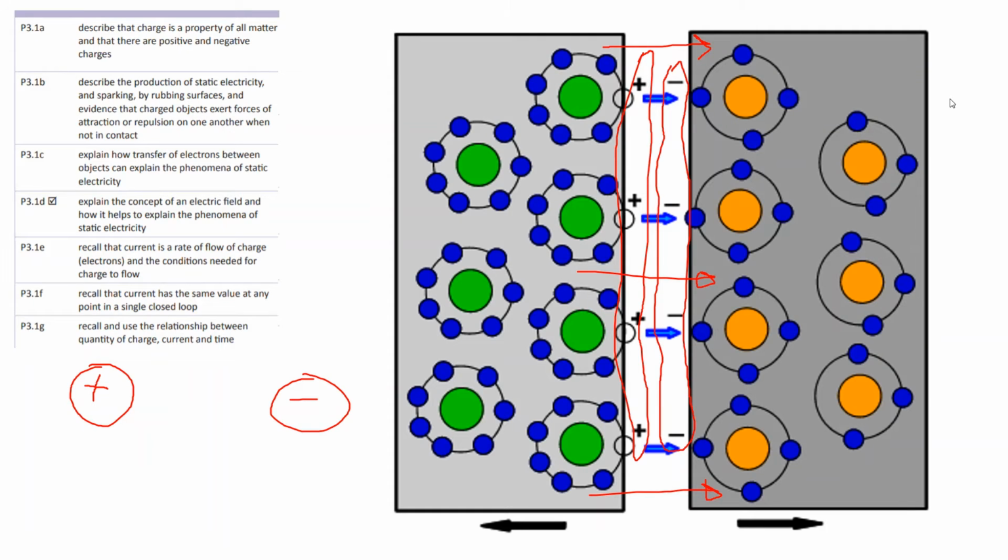If you look at this diagram here, this is about static electricity. You've got the atoms, where the electron on the left-hand side is transferred to the right-hand side.